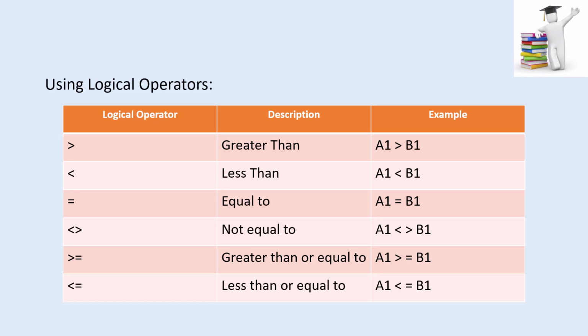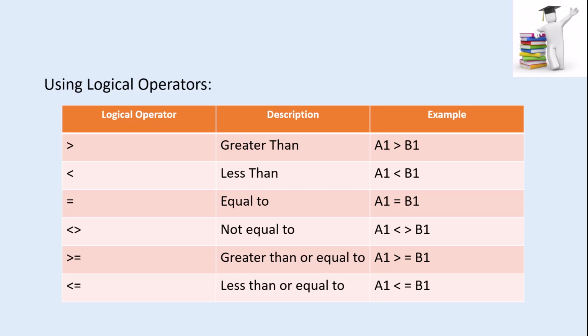Our fifth operator, greater than or equal to. It returns true if the first value is larger than or equal to the second. Example, A1 is greater than or equal to B1. Our last symbol, less than or equal to. It returns true if the first value is smaller than or equal to the second. Example, A1 is less than or equal to B1.